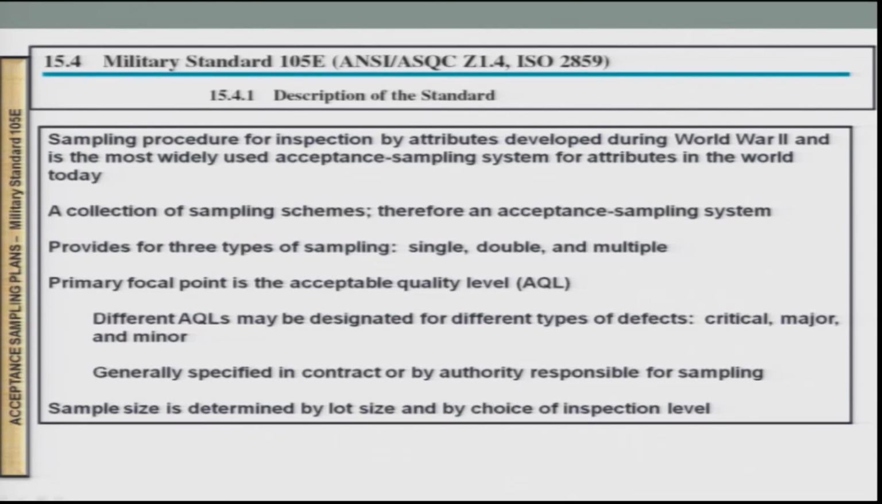Primary focal point is the acceptance quality level, the AQL level or LTPD concept, which you have considered in the OC curves. Different AQL may be designated for different types of defects. It can be critical, it can be major, it can be minor, it can depend on the distributions. Those critical, major, minor would also depend on what type of products you have.